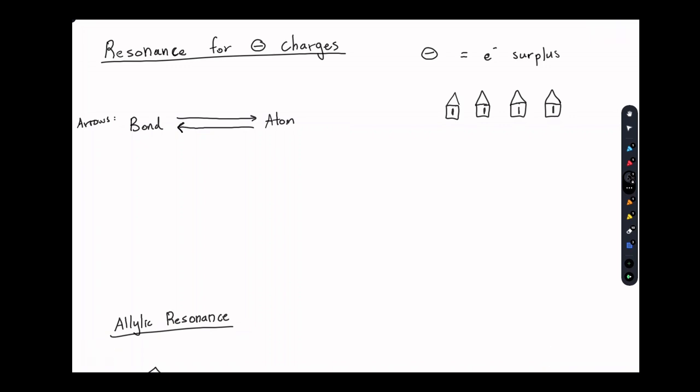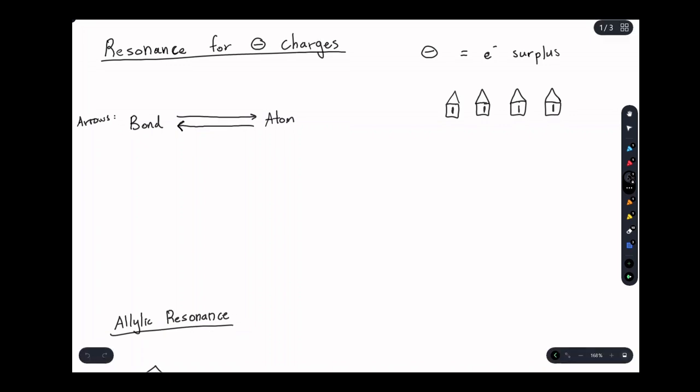Welcome to lecture 4.3, where we're going to be discussing resonance for negative charges now. Now, this will be quite similar to positive charges with a couple key differences. So for the arrows, you'll notice that instead of using bond-to-bond arrows, we have this new system here. I'll say this is bond to atom and atom to bond. We're going to be alternating between these, and you'll see what I mean in a moment.